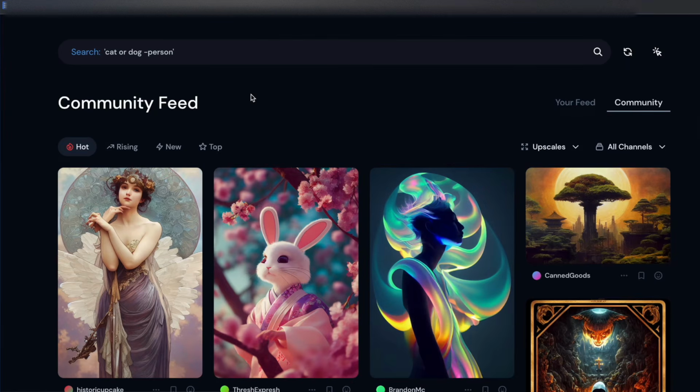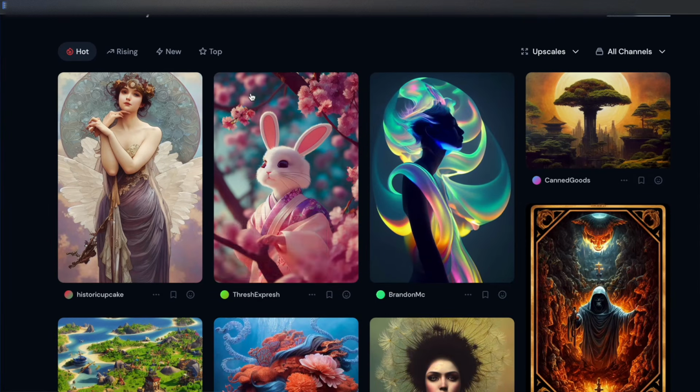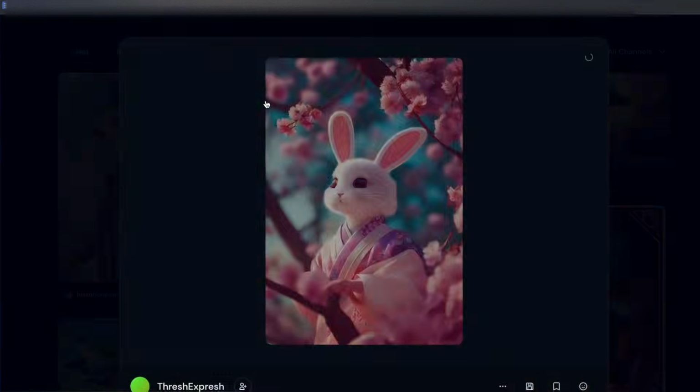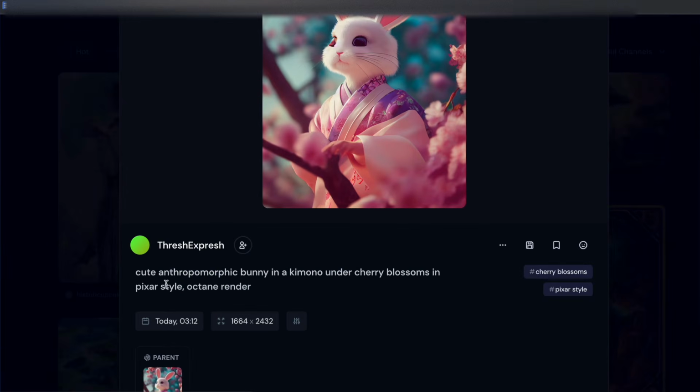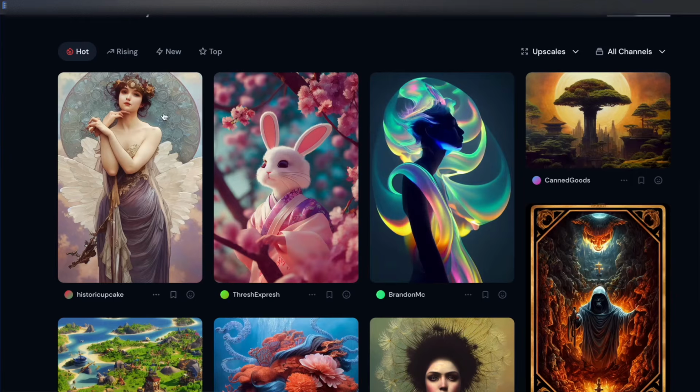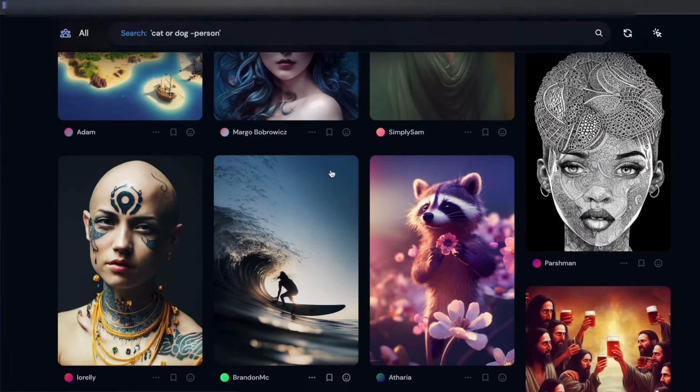But if you want to go down your own rabbit hole, what you can do is go to Midjourney, sign in, and you can go to their community feed here and look at the things people are creating. Like, come on. And the way they got that image is they typed in cute anthropomorphic bunny in a kimono under a cherry blossom and Pixar style octane render. So the more modifiers and details you give the AI, the more it knows what to work with.